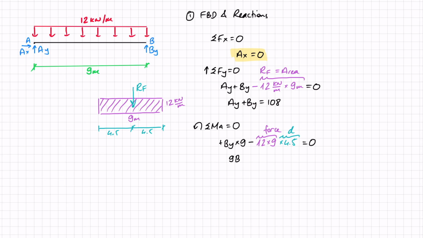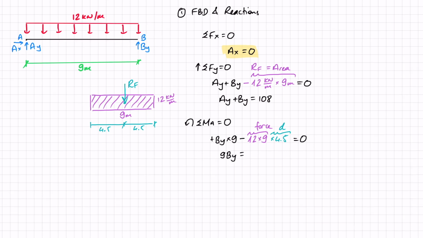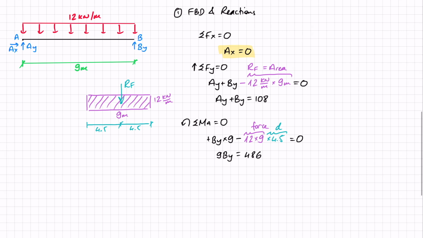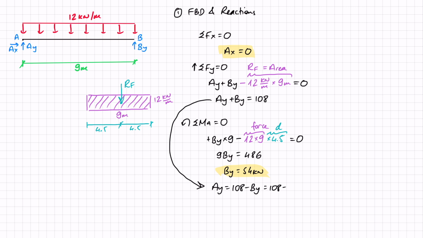So that works out as 9 BY equals 486. And if I divide that by 9, that gives me BY equals 54 kilonewtons. And what I can do now is go back to this equation here and say that AY equals 108 minus BY, which means 108 minus 54, and therefore AY equals 54 kilonewtons.